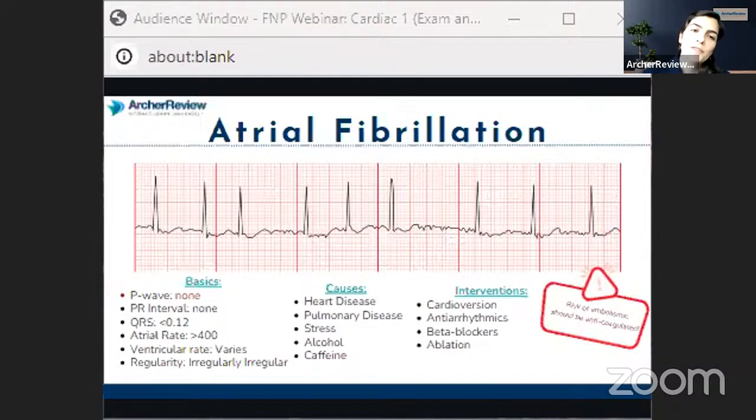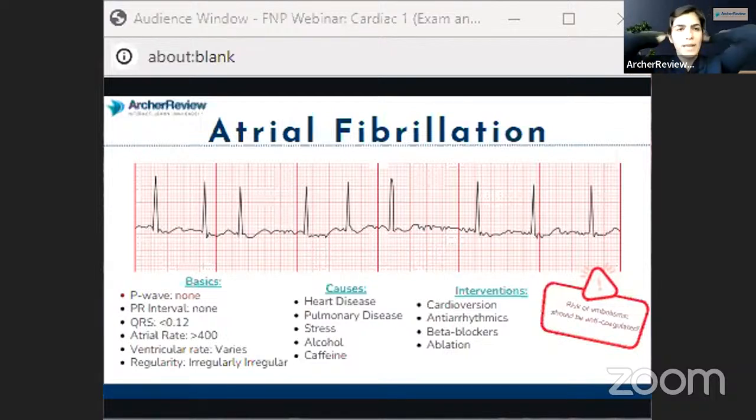All right, so atrial fibrillation. I would imagine most of you recognize atrial fibrillation. It's very easily recognizable. It's a classic. This is the rhythm that you're going to see most likely in the clinic in your patients. There are two different types of atrial fibrillation.